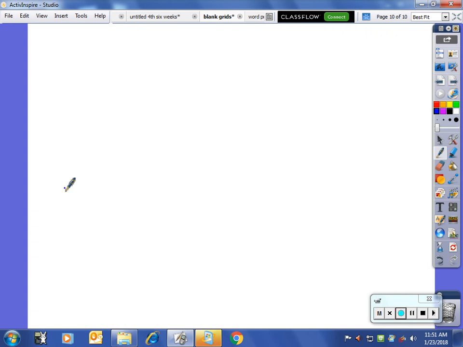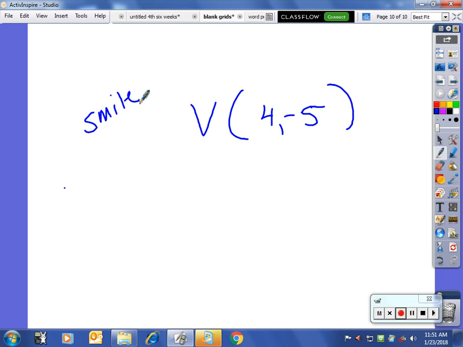Okay. Look at this problem. I'm thinking of a parabola. It's got a vertex of 4, negative 5. And it is a smile. What's the range? Y is greater than or equal to negative 5.